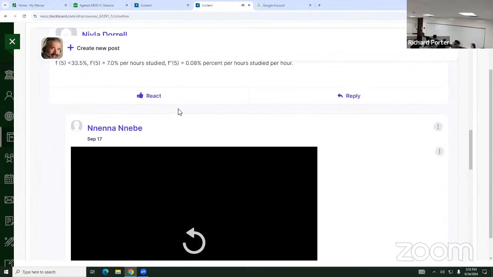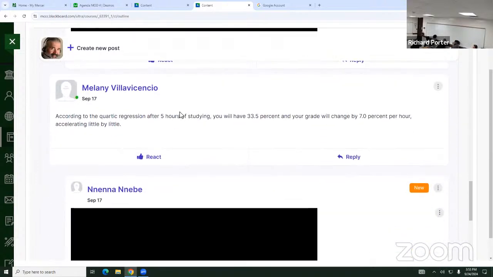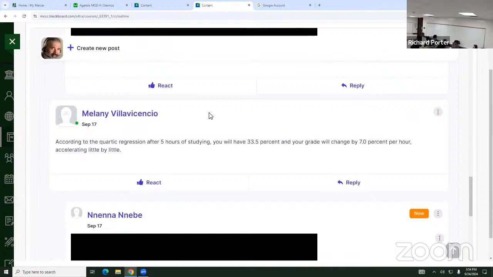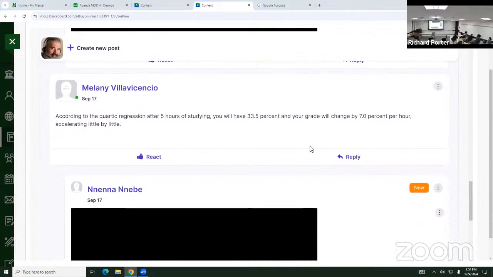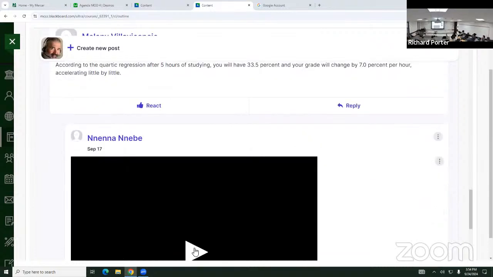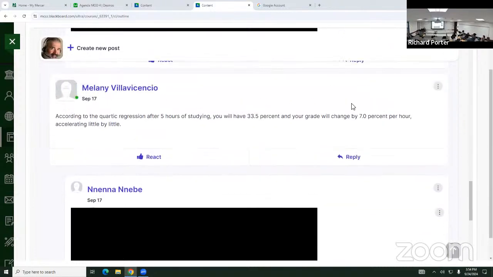Perfect. Why would you not want me to play that? It's perfect. Okay. And Melanie said this. Melanie's here. So, but Nana, you read this? Did you just read it exactly as it says here?